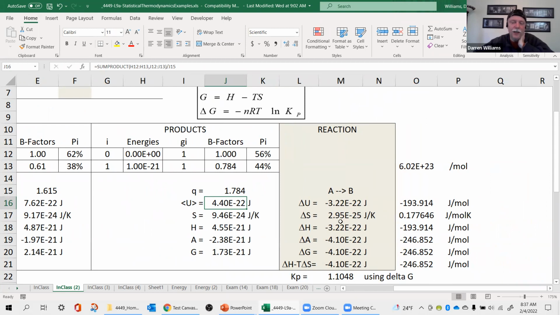Now, since these are individual particle type energies, if we multiply those by Avogadro's number, we get reasonable numbers for joules per mole. So you could also convert these to joules per mole. You could divide this by Planck's constant and the speed of light in centimeters per second, and you would get reasonable wave number values. Let's just do that. So let's do Planck's constant up here.